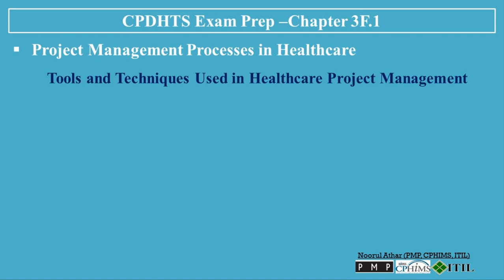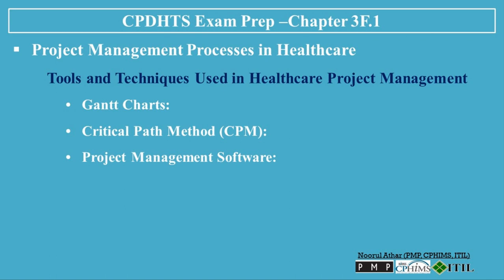Tools and techniques used in healthcare project management. Gantt charts, visual tools used to plan and schedule tasks over the project timeline. Critical path method, CPM, a technique to identify tasks that are critical for timely project completion. Project management software. Tools like Microsoft Project, Asana, or Trello that help in planning, scheduling, resource allocation, and communication. Risk management frameworks, systems to identify, analyze, and mitigate potential risks that could impact the project's success.